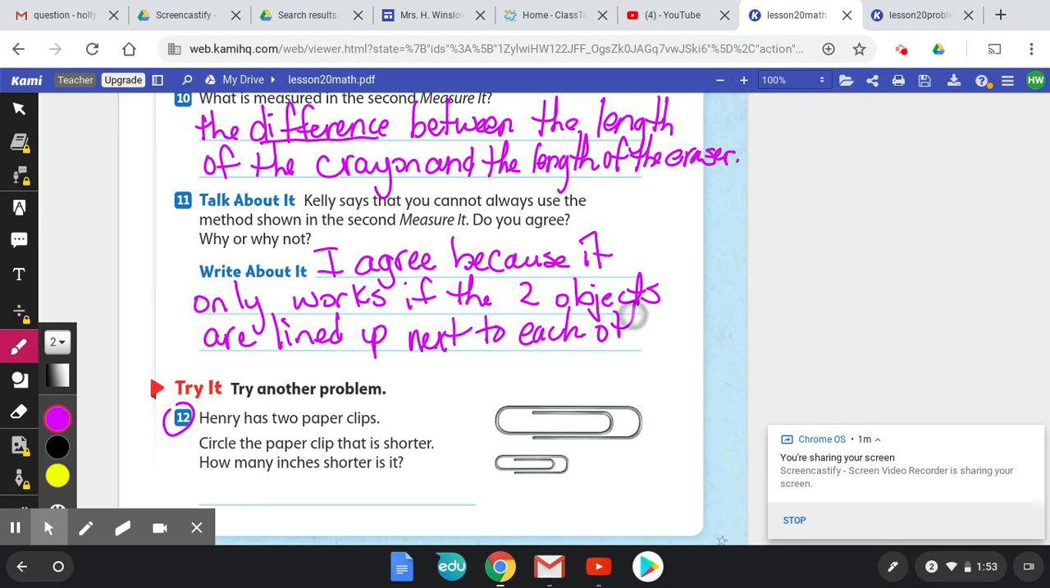All right, and the last question I told you I wanted you to answer that. Henry has two paper clips. Circle the paper clip that is shorter. How many inches shorter is it? So we should have that. We can use this method that Kelly said that they did a measure it because the two objects are lined up. So if you look at that, this paper clip is 2 inches. This is 1 inch. So I can either measure the distance from here to here, or I can say 2 minus 1 equals 1 inch.